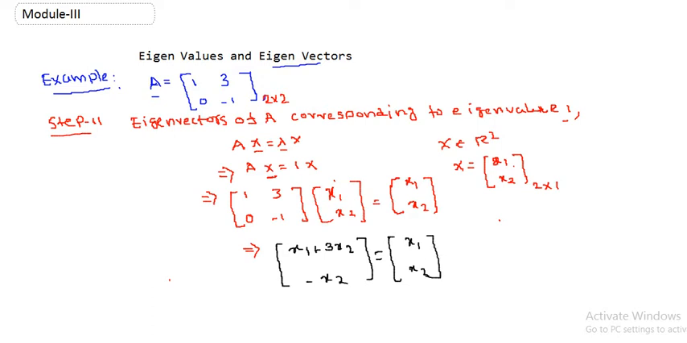From there, the first quantity has to equal the first, and the second has to equal the second. From the first one, we get x1 plus 3 x2 equals x1. So x1 will be cancelled out. From there we get x2 equals 0. Now from the second one we get minus x2 equals x2.